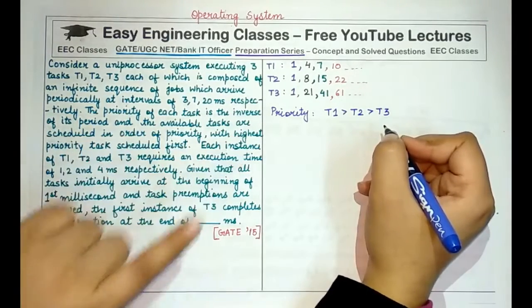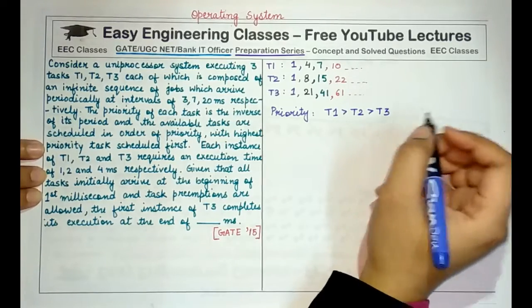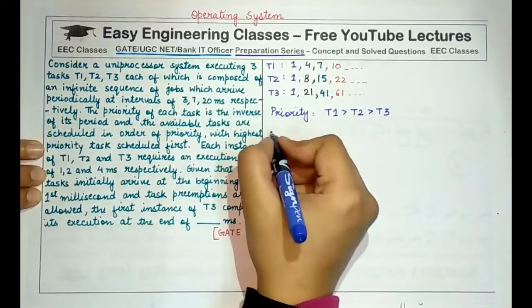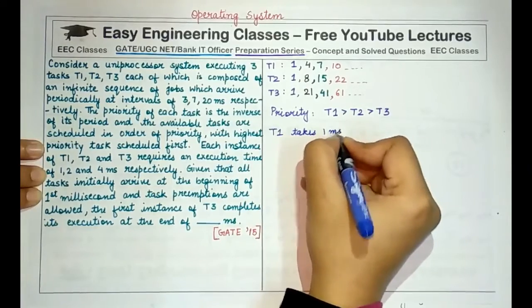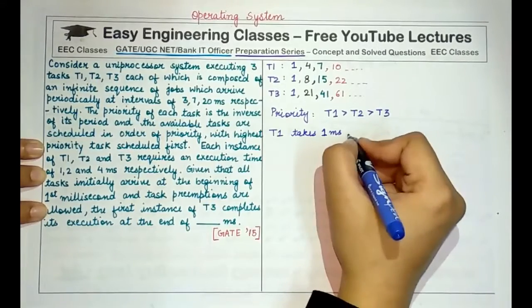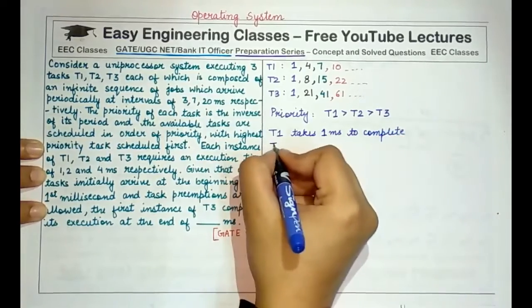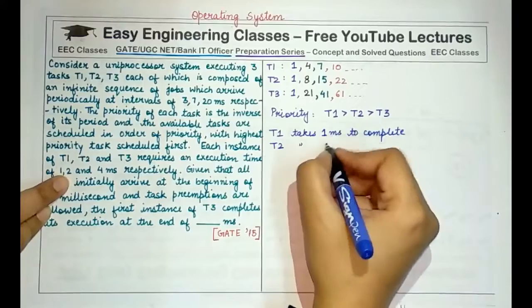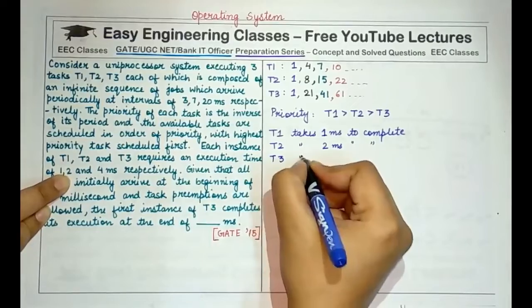Now, what does this mean? If we have to preempt a particular process, it will be preempted in case a higher priority process arrives. Another thing that is specified in this question is the execution time. T1 takes 1 millisecond to complete, but T2 and T3 take more time to complete. T2 takes 2 milliseconds to complete, and T3 takes 4 milliseconds to complete.